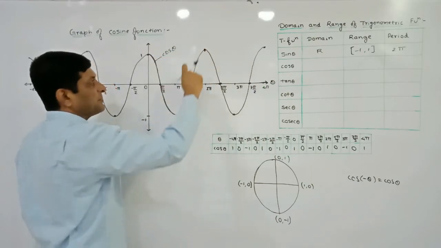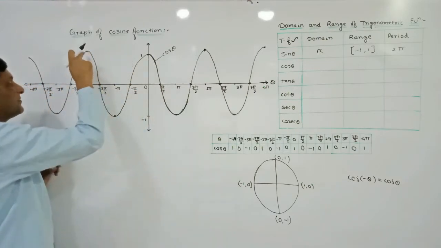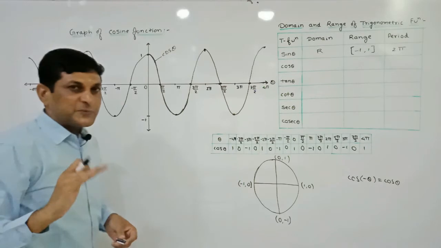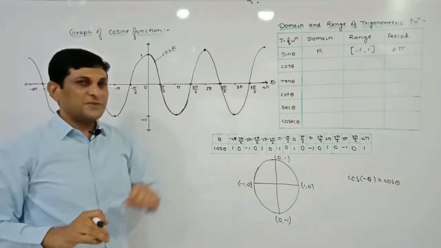Whatever this graph is, again the same graph we are getting, again on this side also the same graph we are getting, and again on this side also we are getting the same graph. It means that if the same values are repeating, we can say that the function is periodic. So the cosine function is periodic.